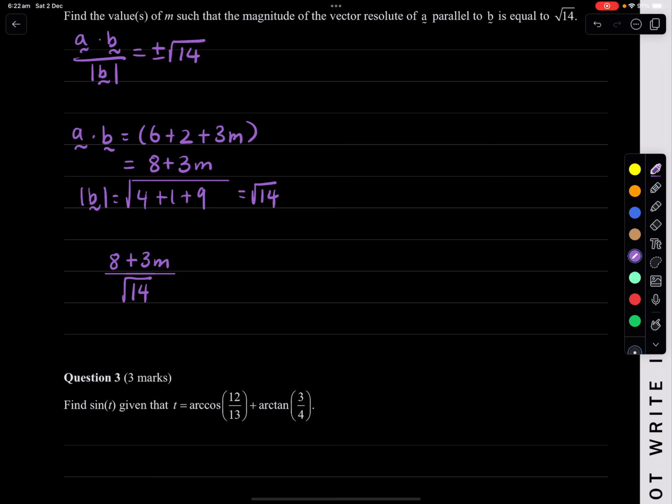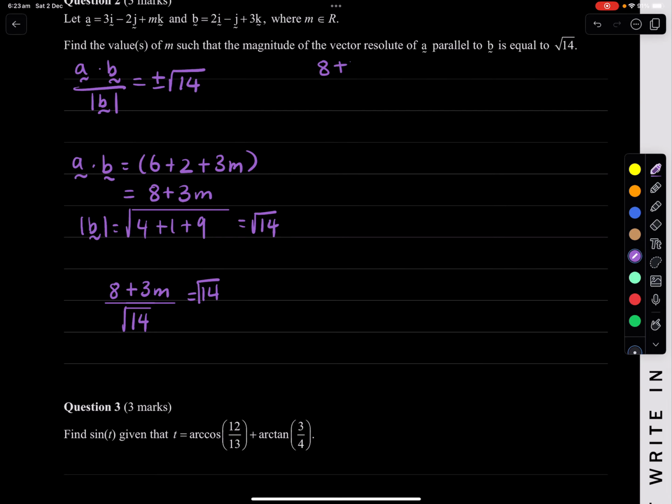And we'll try positive 14 first. That's the first case. So let's solve that. If I bring that 14 there, we just get 8 plus 3m is equal to 14. Hence 3m is equal to 6. Hence m is actually equal to 2.